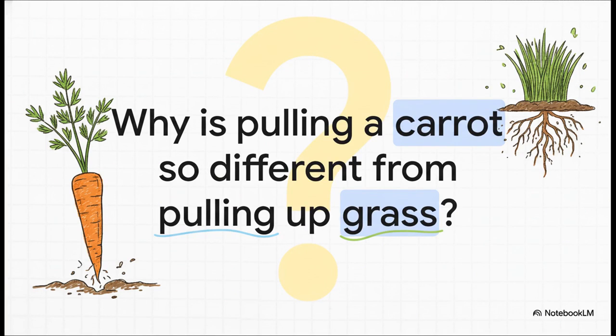I want you to think about this for a second. When you pull a carrot, it comes out with this single, really satisfying pop. But a patch of grass, oh man, you are fighting this dense, tangled mat of earth. It's a completely different ballgame, and that's not by accident. There is a brilliant reason for it.